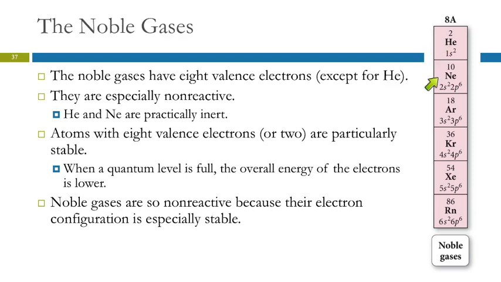Helium and neon, I'm not sure that there are any known compounds for helium and neon. And these guys don't make compounds much at all. Yeah, so that electron configuration is especially stable, and that's why the elements are unreactive.